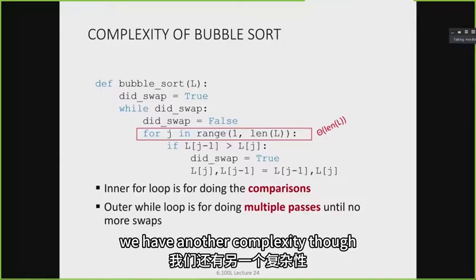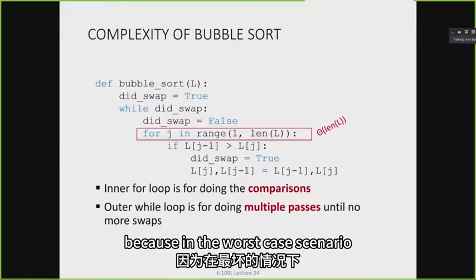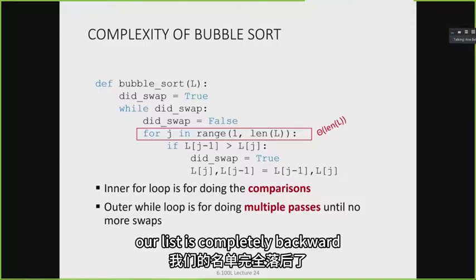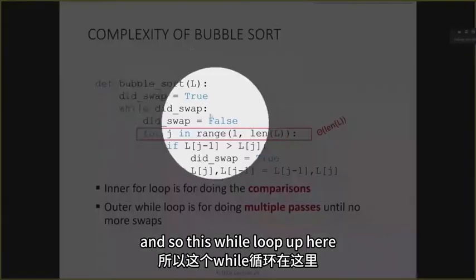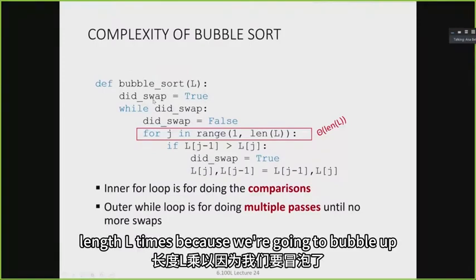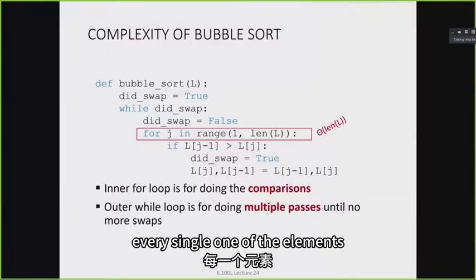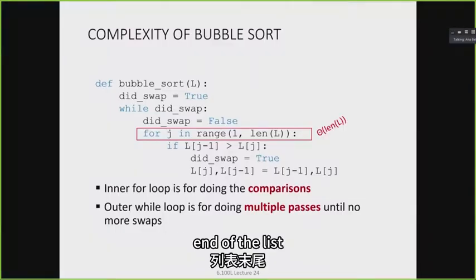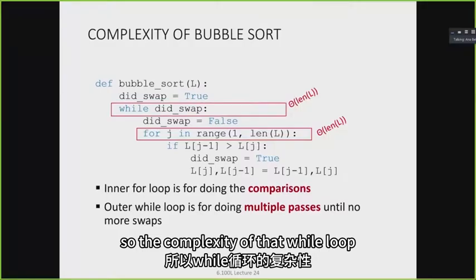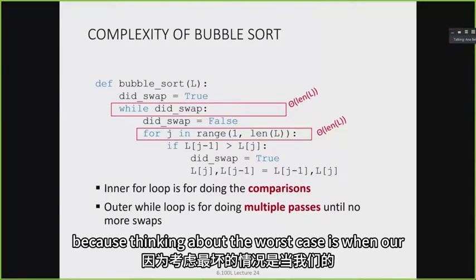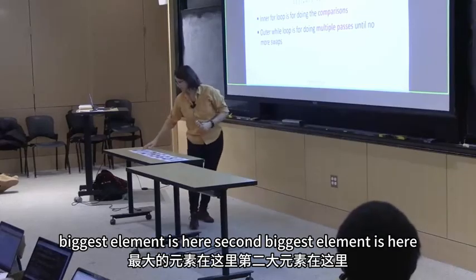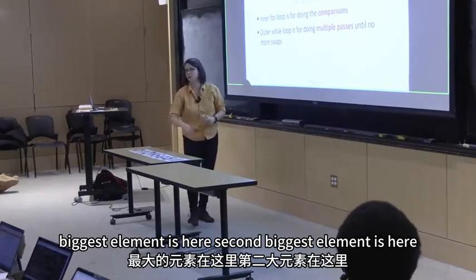We have another complexity, though, because in the worst case scenario, our list is completely backward. And so this while loop up here will repeat length L times, because we're going to bubble up every single one of the elements all the way through to the end of the list. So the complexity of that while loop will be theta of length L as well, because thinking about the worst case is when our biggest element is here, second biggest element is here, and so on.